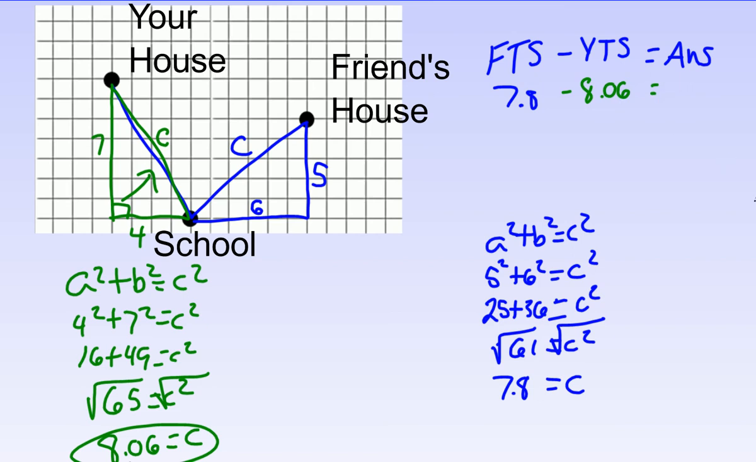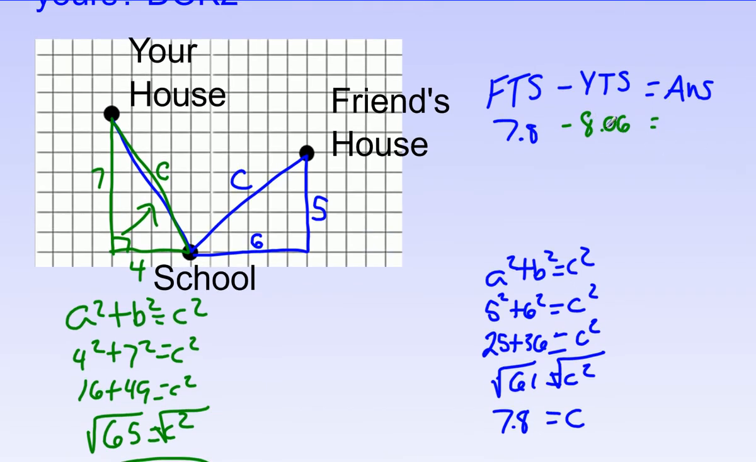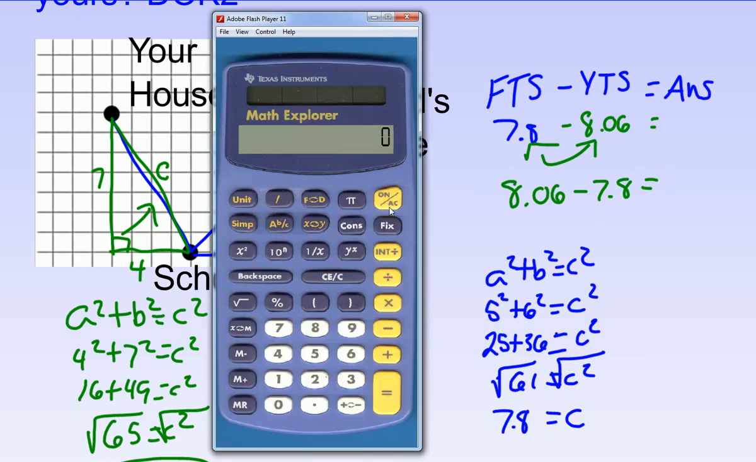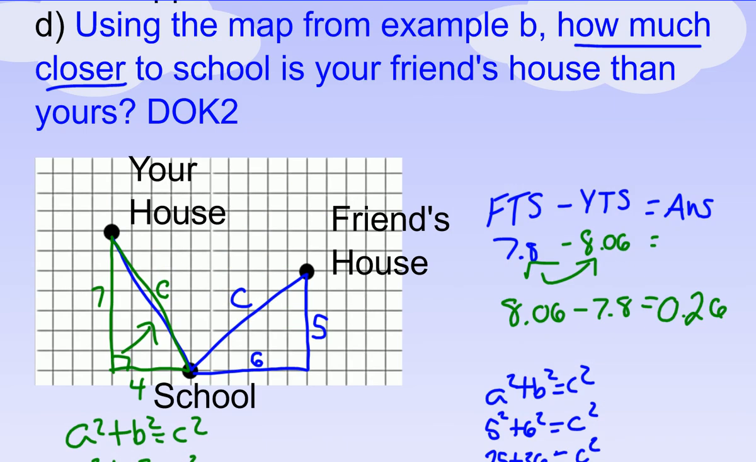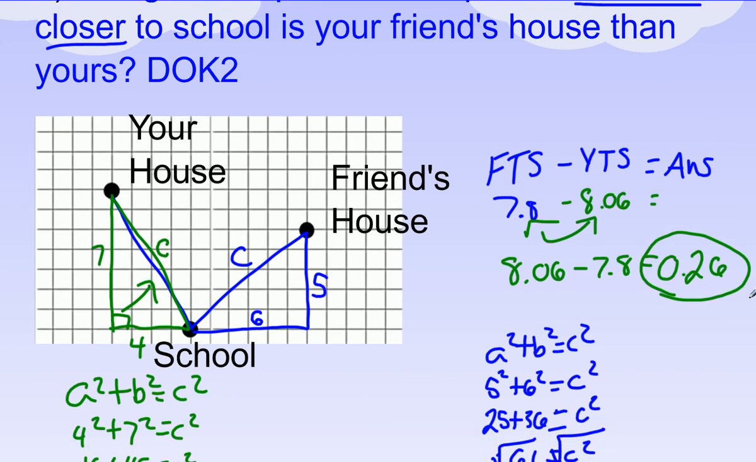And if I subtract them, I will get my answer. Now, put the bigger number first. I'm going to flip-flop these two so I do my proper subtraction. 8.06 minus 7.8 equals, calculator says, 0.26. How much closer to the school is your friend's house than your house? The answer is 0.26 units closer.